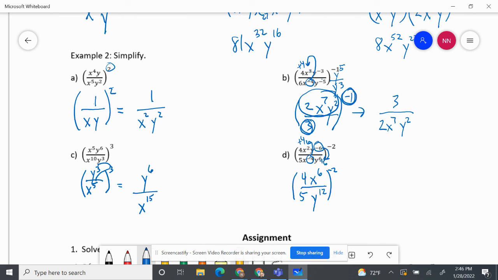Next thing that we're going to do is we see that it's a negative exponent. Negative means that we flip it. So the numerator now becomes the denominator, and the denominator now becomes the numerator. So we have 5y to the 12th over 4x to the 6th. Now we're going to square it. 5 squared is 25, y to the 24th, 4 squared is 16, and then x to the 12th.